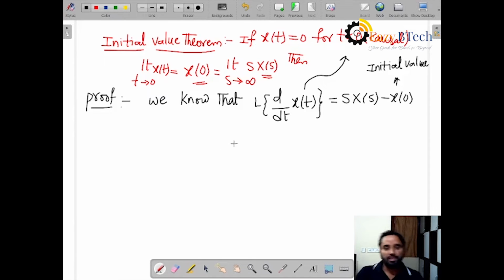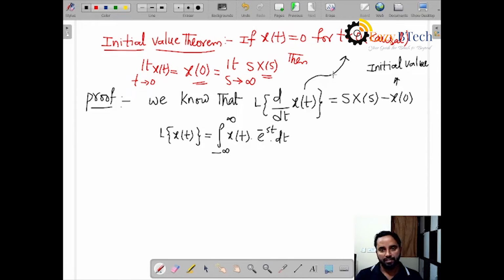Then we know the general Laplace formula. The Laplace transform of a signal x of t is written as the integral from minus infinity to plus infinity of x of t e to the power minus st dt. Suppose here x of t is 0 for t less than 0. Therefore here the integral is from 0 to infinity, not minus infinity to plus infinity, because x of t is 0 for t less than 0. e power minus st dt, right?